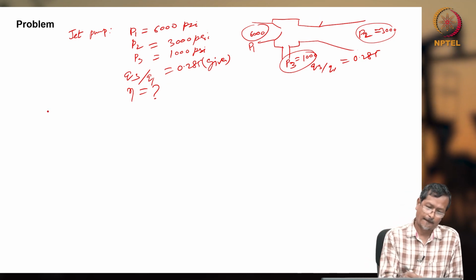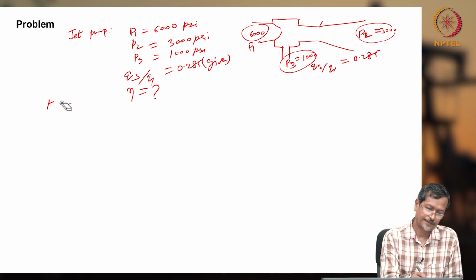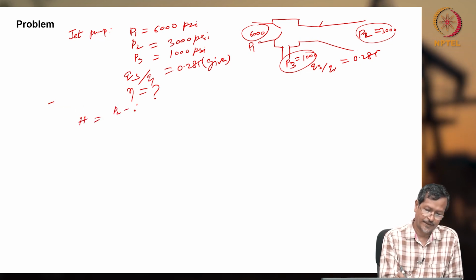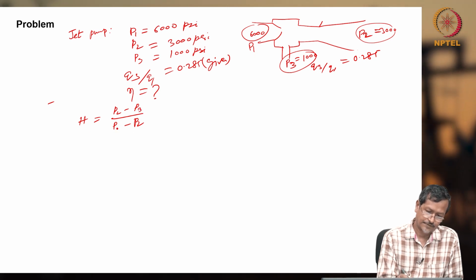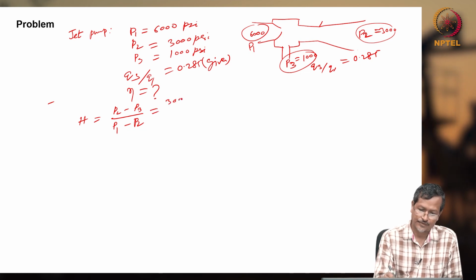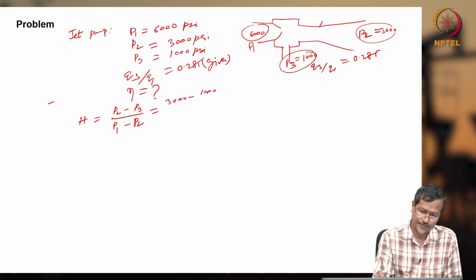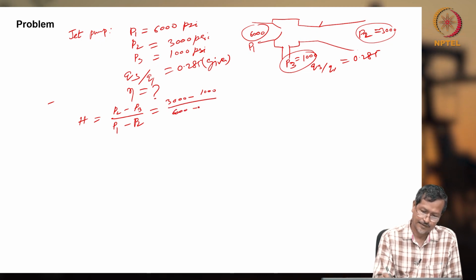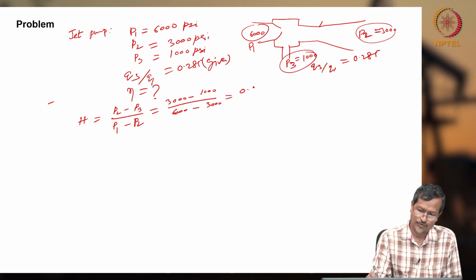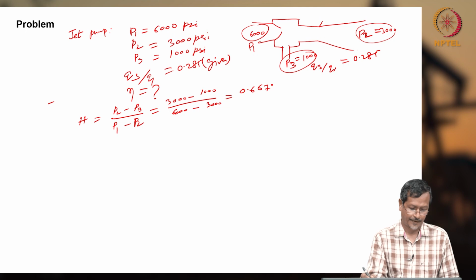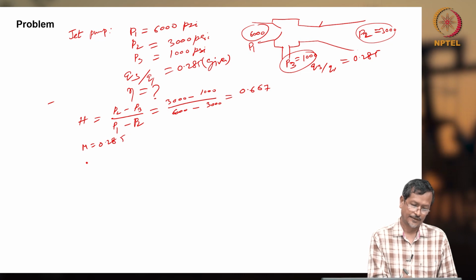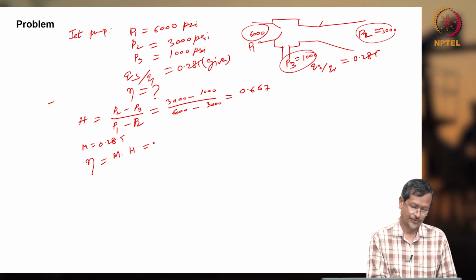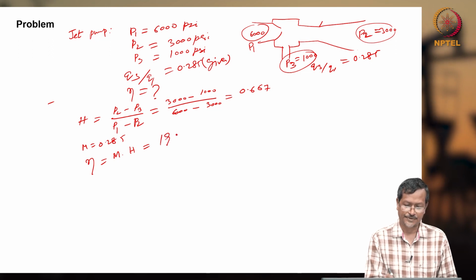So for eta, first you calculate H. H equals P2 minus P3 over P1 minus P2. So this gives 3000 minus P3, 1000, divided by P1, 6000, minus 3000. So it is giving 0.667. Now M is given, so eta equals M into H, and multiplying these we get 19%.